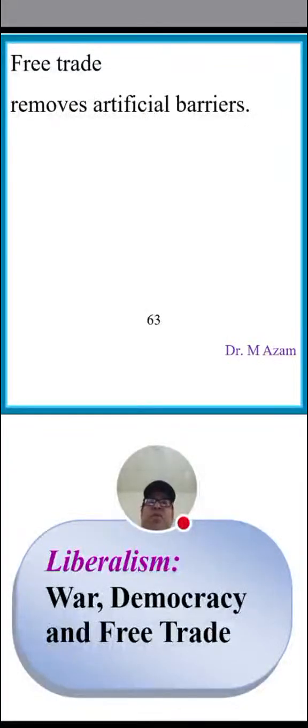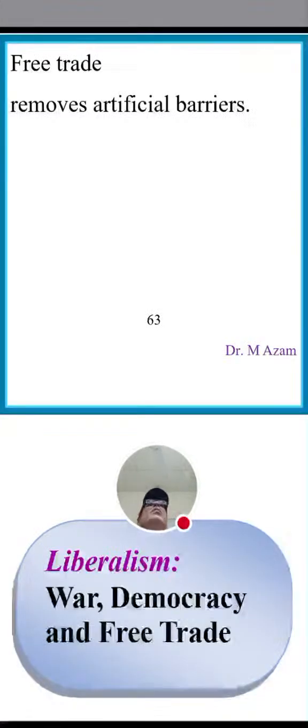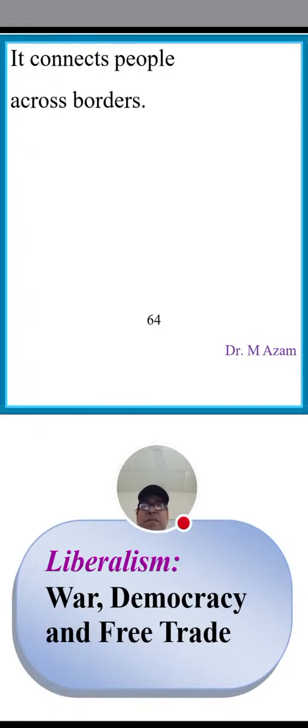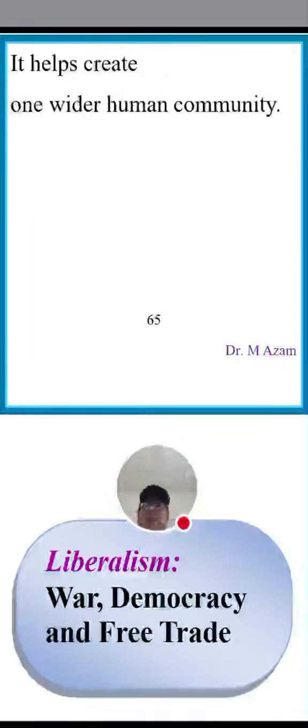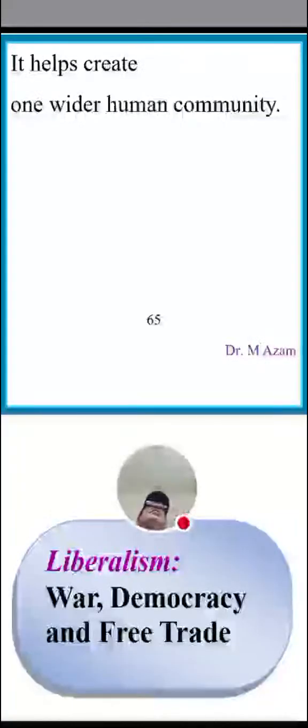Free trade removes artificial barriers. Free trade among nations, among countries, removes artificial barriers. It connects people across borders. People are connected with other countries, with other nations. It helps create one wider human community at the global level, in the whole world.